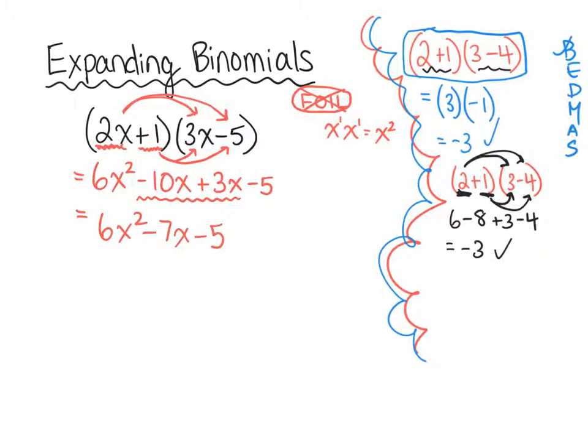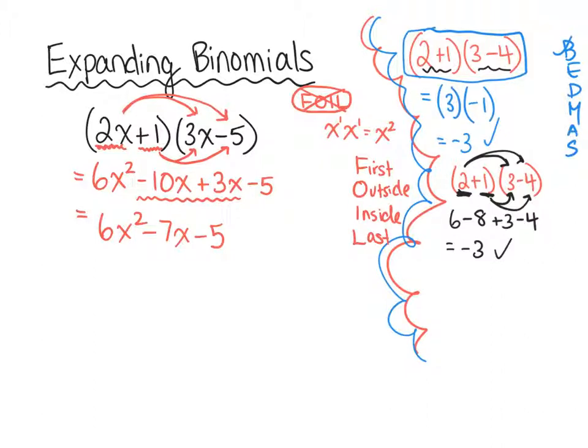Okay, so the reason I don't really love FOIL, I'll just tell you. FOIL stands for first, outside, inside, last. So it's a way to remember the order that you do things. First, meaning you multiply the first terms in each bracket together, so 2x times 3x. Outside, meaning you multiply the two outside terms by each other, so 2x times -5, like we did. Inside, meaning you multiply the two inside terms, so 1 and 3x. And last, meaning you multiply the two last terms, 1 times -5.